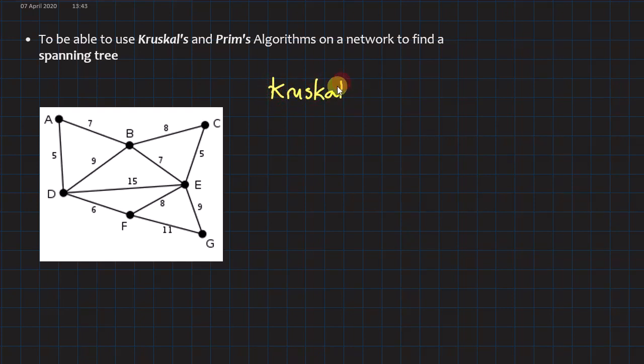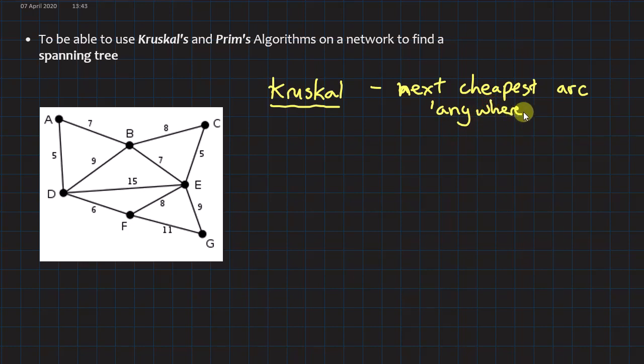and both of them lead to decisions and ideas. But Kruskal's algorithm is look at the next cheapest arc anywhere. Is it adding at least one new node? Does it add another node? Or does it connect up two parts of the graph that are not connected already? So let's just label the points.